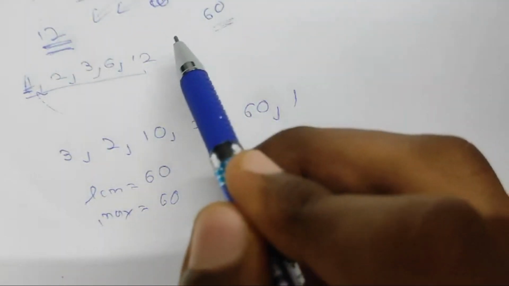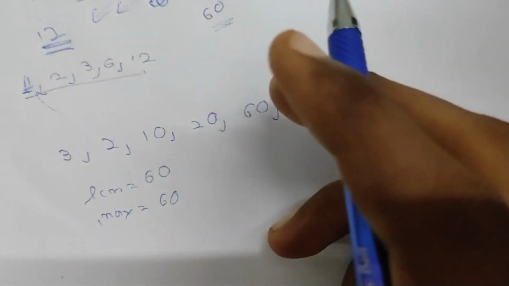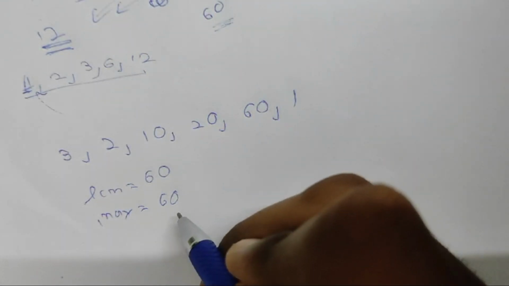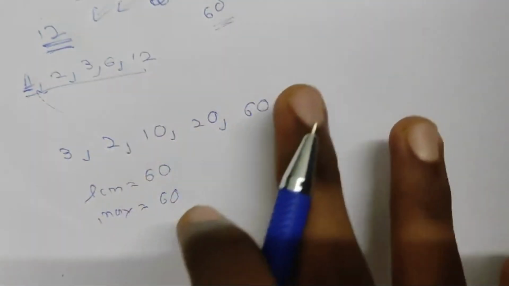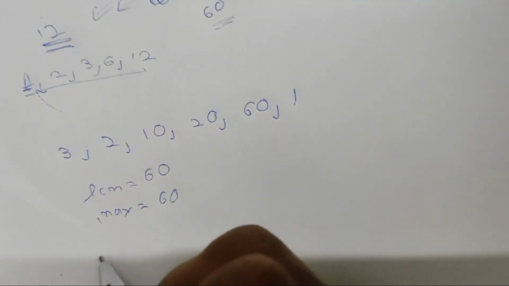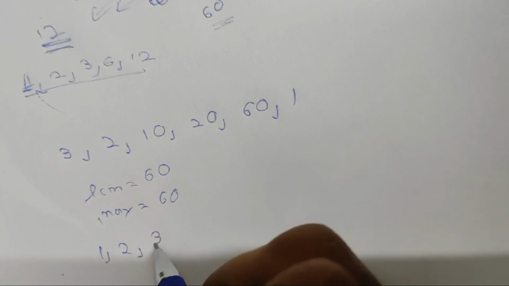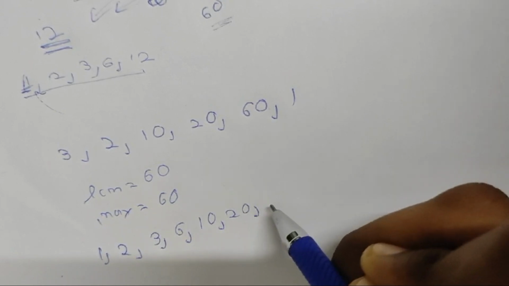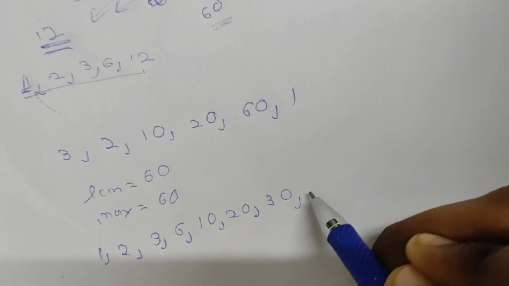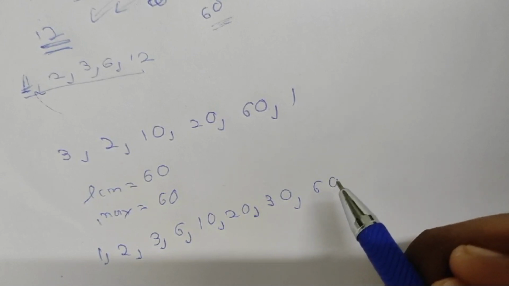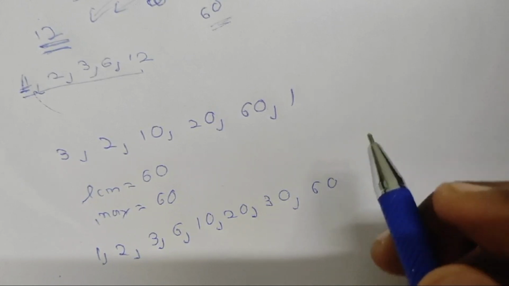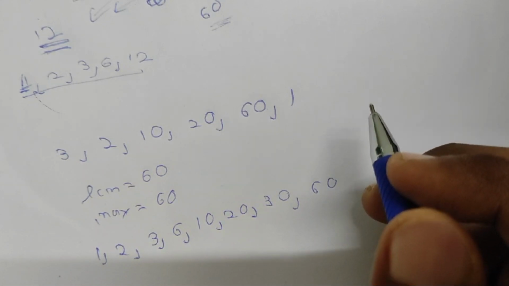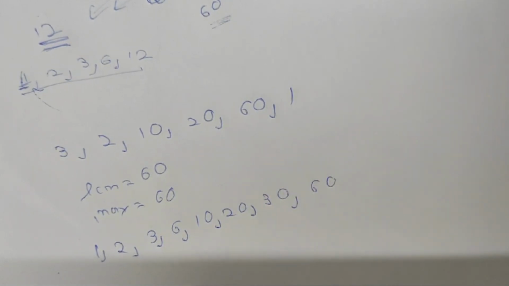So we have to check the second condition. We have to find every factor of 60. The factors of 60 are 1, 2, 3, 6, 10, 20, 30 and 60, right? Yeah, these are the factors of 60, and we have to check one by one whether these factors are present in the array.